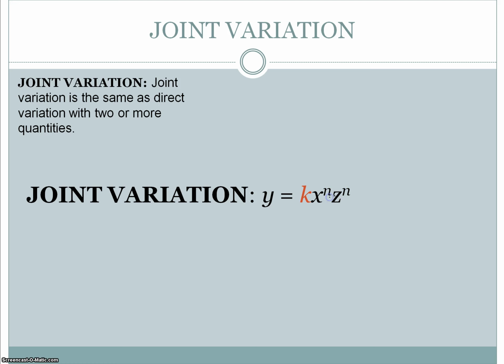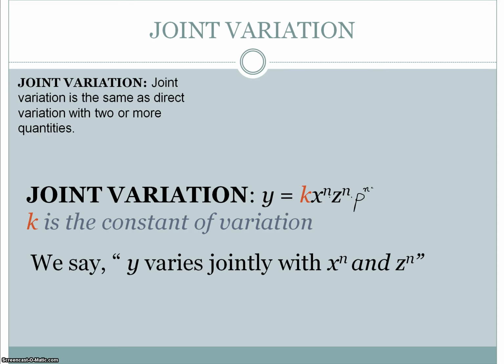times z to the n. You also could have more variables here, so you might even see something like p to the n. There's no limit to how many variables can be involved in joint variation. So that coefficient k, that's our constant of variation. When one variable is changing jointly with other variables, we say y varies jointly with x to the n and z to the n, and p to the n, or however many other variables there are.